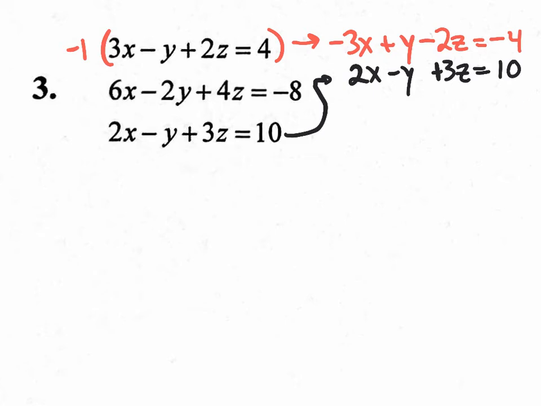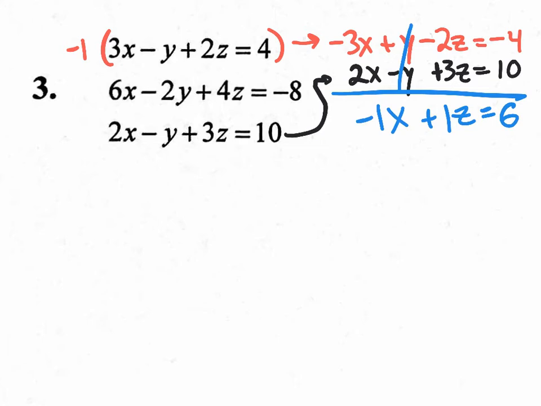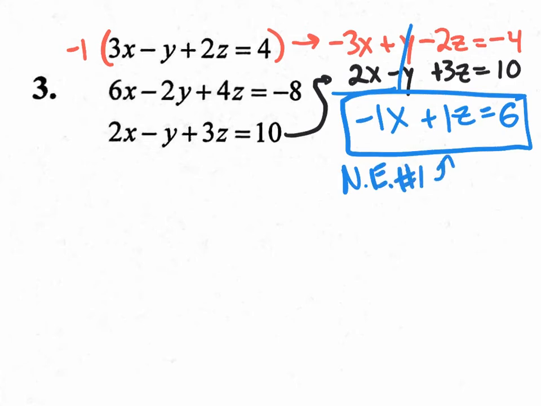So now I'm going to combine the lines and eliminate the y's. Since we decided to eliminate y's, that's why we modified the top one. The y's are gone. Let's get our new equation. That's a -1x. That's a positive 1z. And that is a 6. Okay, so this is what we call new equation number 1. It's right there.